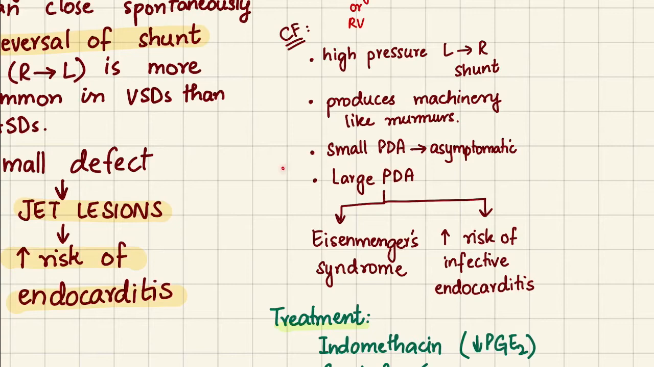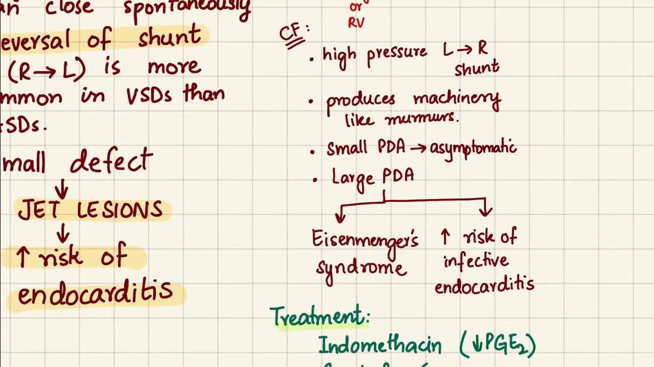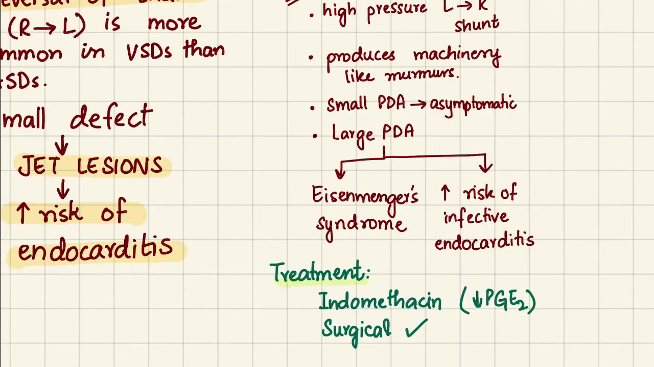Okay, now these PDAs can be small or large. Small ones are mainly asymptomatic, but larger PDAs can lead to Eisenmenger syndrome, that is, eventual reversal of the shunt, and also increased risk for infective endocarditis. The treatment in this case is indomethacin, which will decrease prostaglandin E2, and also surgical intervention will be necessary for permanent cure if that does not work.